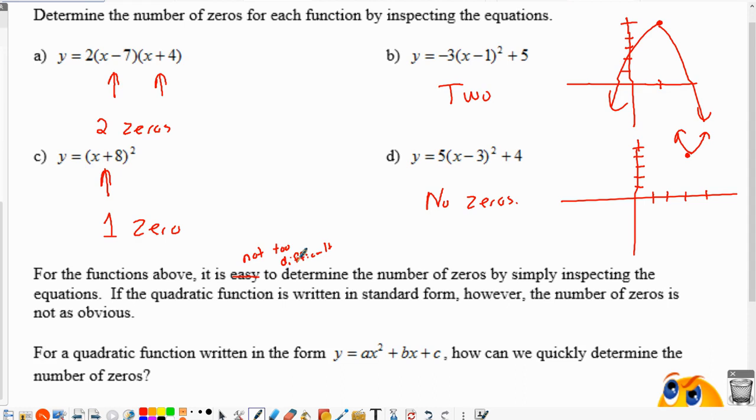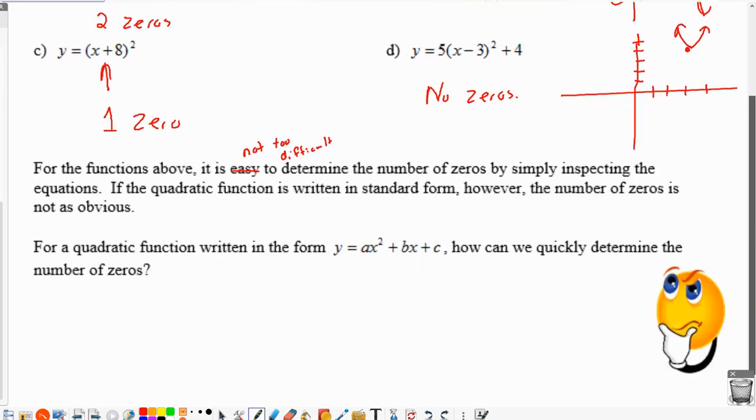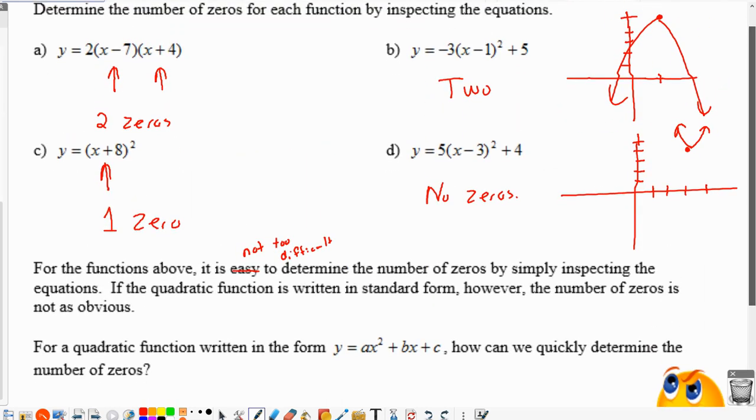So I asked the question. If it's in standard form, how are we going to determine the number of zeros? Is that the end of that slide? I'm going to scroll down. Yeah, it is. Okay, so I can put that right there. For a quadratic function written as y equals ax squared plus bx plus c, how can we quickly know the number of zeros? Very difficult. So I got one more slide to show you.